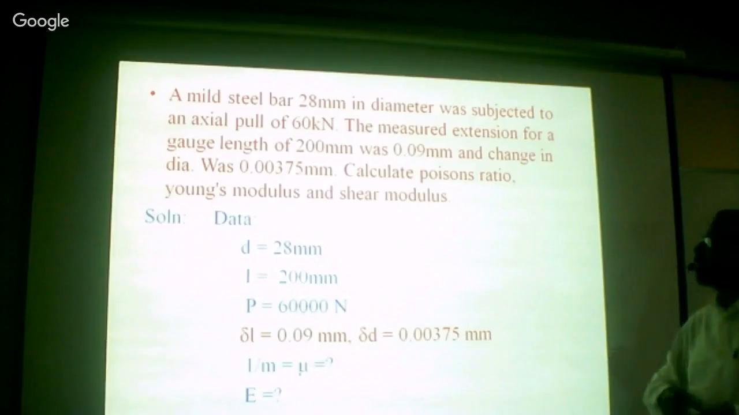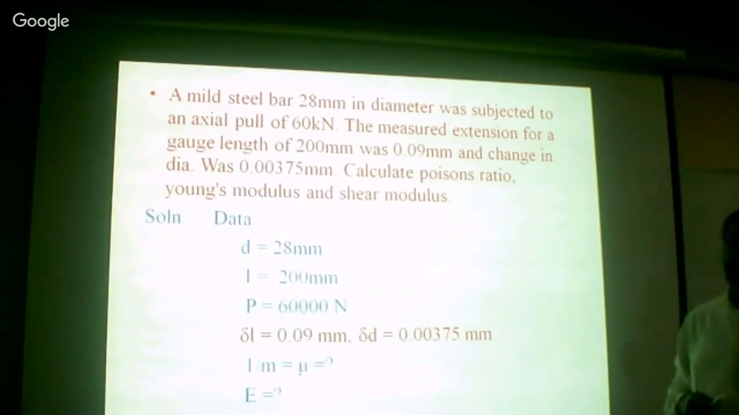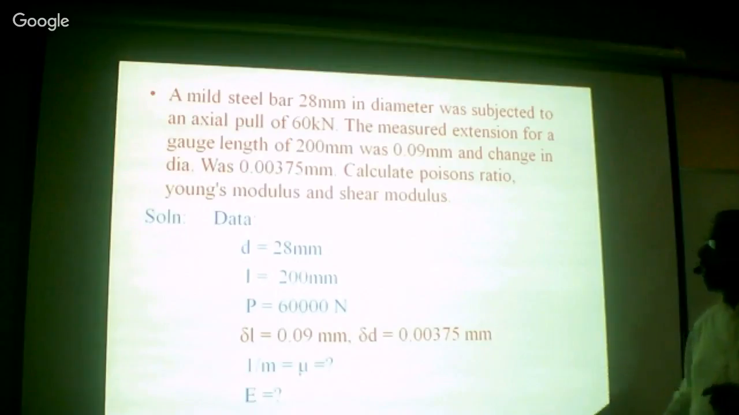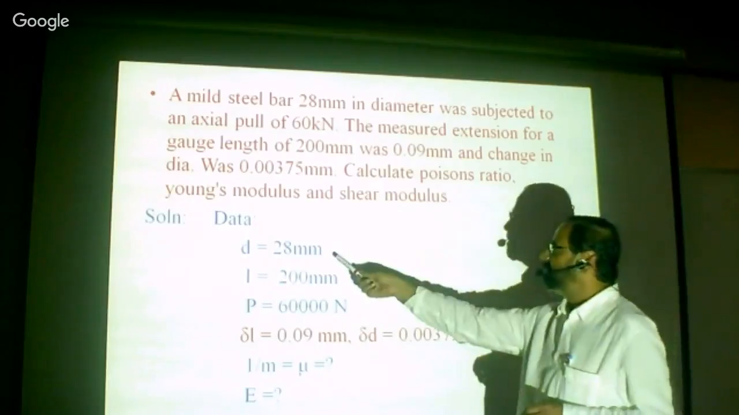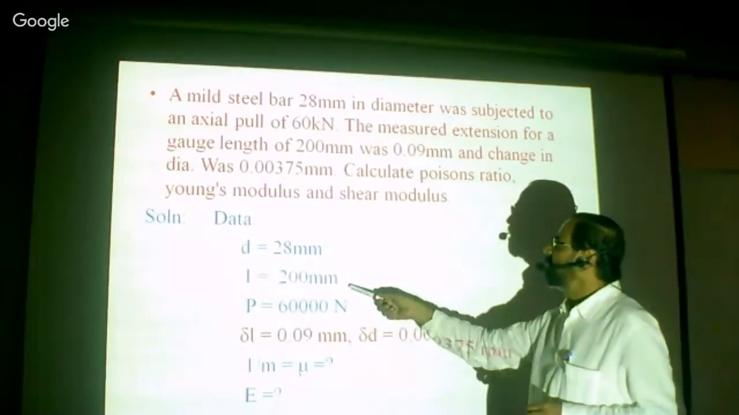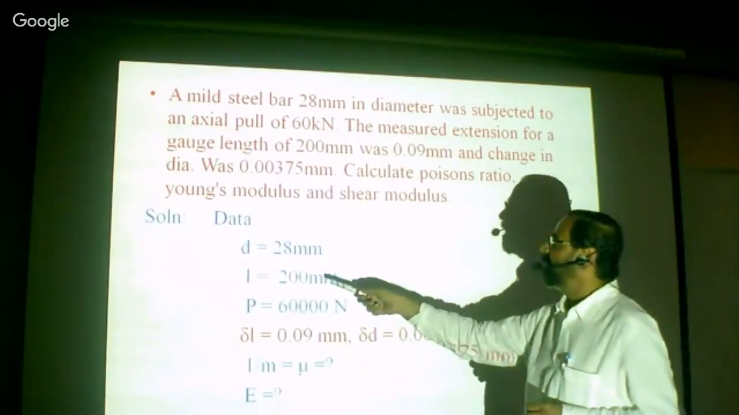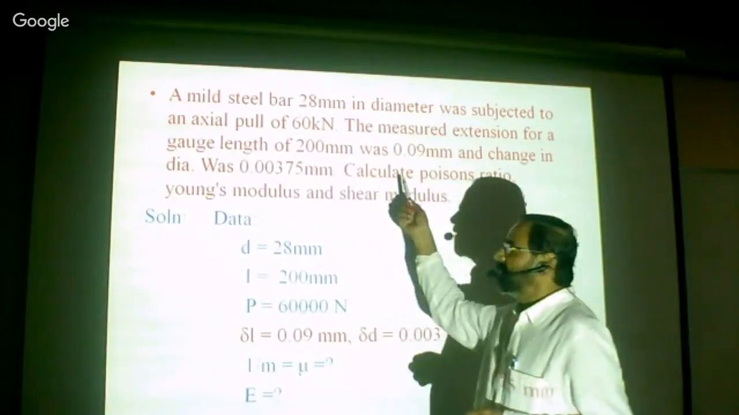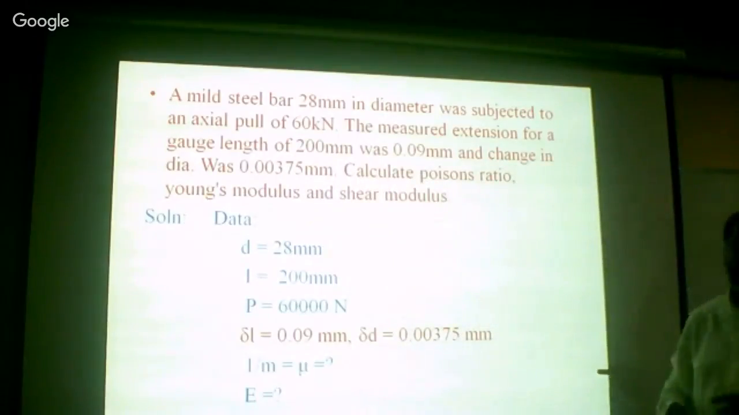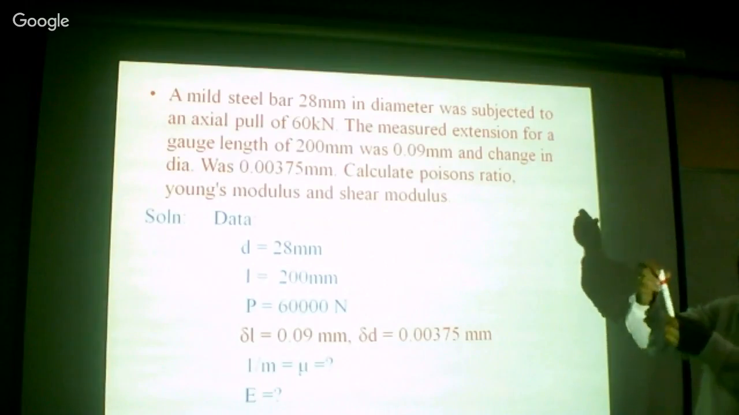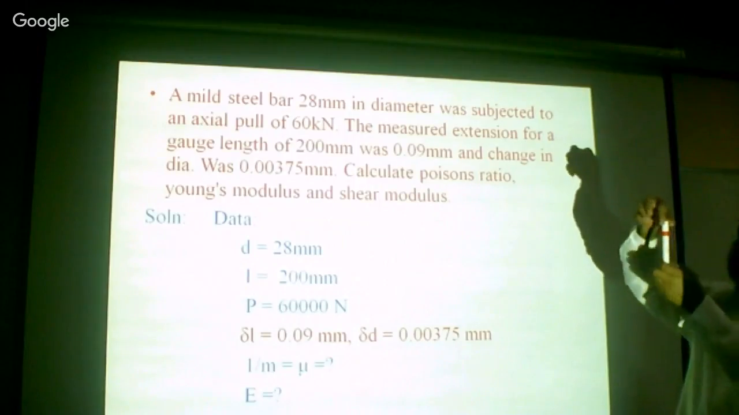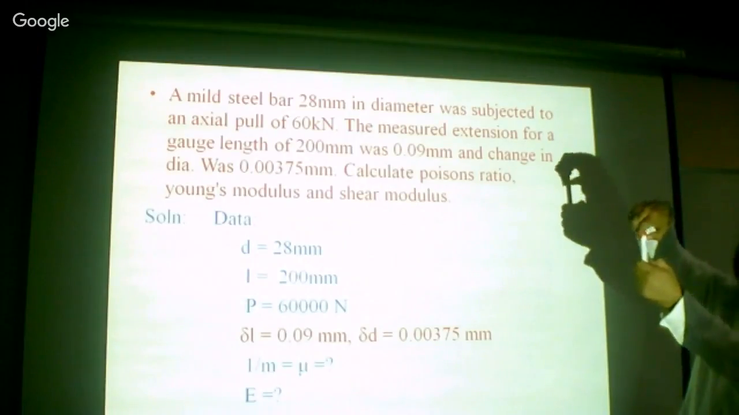Now, please read the problem very carefully and write down all the given data. Diameter of the bar is 28 mm. Here one should understand what the gauge length is. In the first class, I have explained about this. In the test specimen, we mark 200 mm normally in the laboratory. For example, this is the test piece, we will mark the 200 mm. This length is called gauge length.